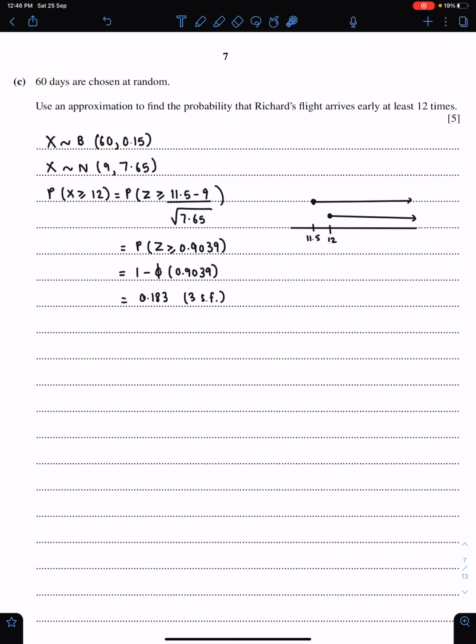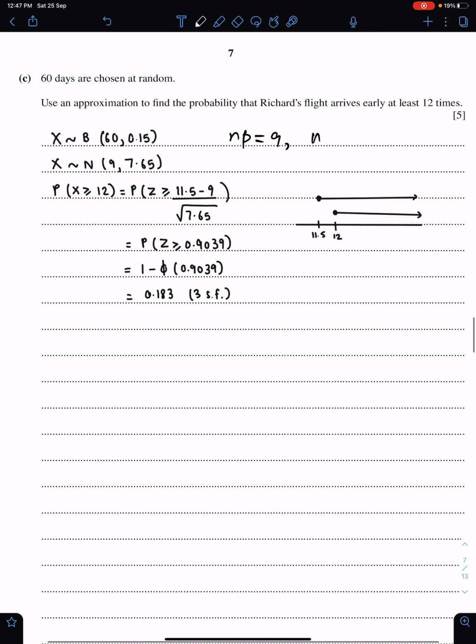Now we have to convert this into a normal distribution form, and for that we need to find np. So np is 60 times 0.15 makes 9. And npq is 7.65. So first find np and npq, and then use the number line for the continuity correction.